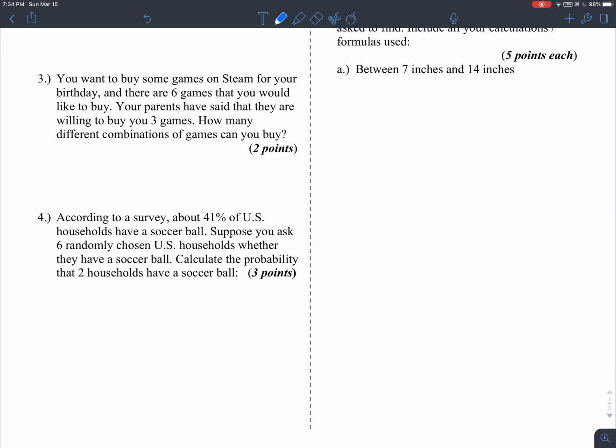Okay, so you want to buy some games on Steam for your birthday. There are 6 games you'd like to buy. Okay, so total is 6, and I can buy 3. So from the 6, how many ways can I choose 3 games? Okay, so this would be 6 games, and I can choose any 3 of them. Order is not important, and so there's 20 ways if you do that on your calculator. All right?